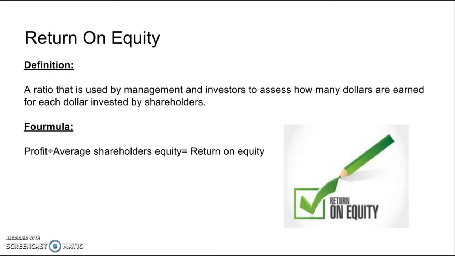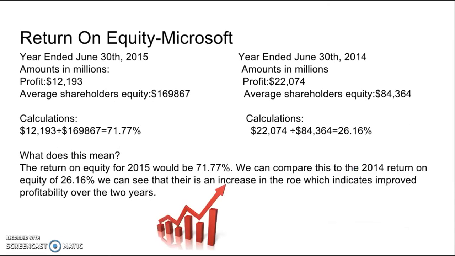If we were to apply the return on equity ratio to Microsoft, the return on equity for 2015 would be 71.77%. We can compare this to the 2014 return on equity of 26.16%, and as we can see, there is an increase in the return on equity, which indicates that there is improved profitability over the 2 years.